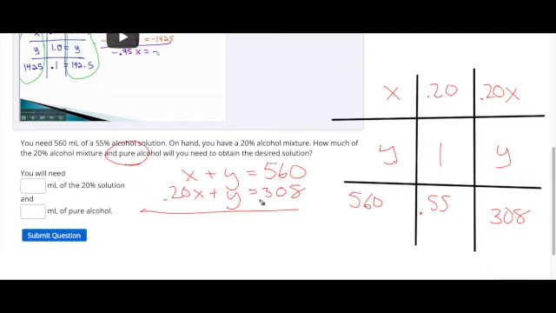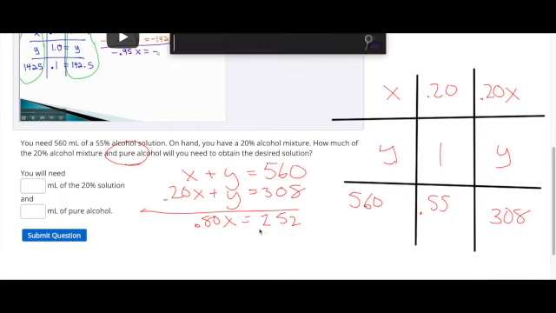Okay, you can see that these are going to disappear, right? Y minus y will be nothing. 560 minus 308. Well, 60 minus 8 is 52. 5 minus 3 is 2. And this is 100 minus 0.20, which is 0.80x. I'm going to actually go ahead and do it directly now. 252 divided by 0.8.